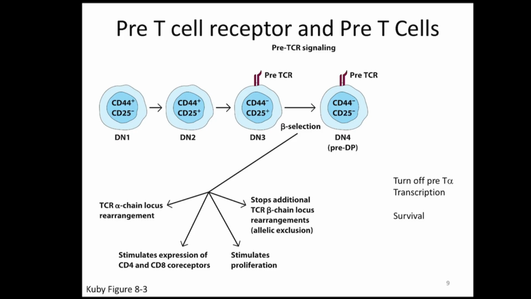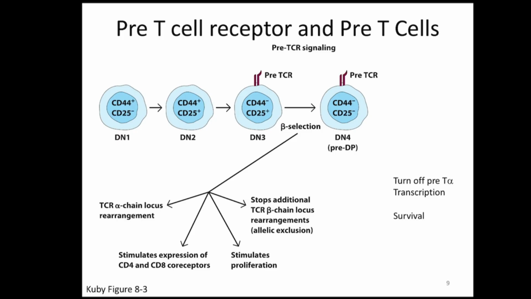We're going to survive. We're going to proliferate. We're going to stop making PT alpha. We're going to stop transcribing PT alpha because we don't need it anymore. We used it. We are past the point in our life where we need that. We are also now going to start transcribing and translating CD4 and CD8.